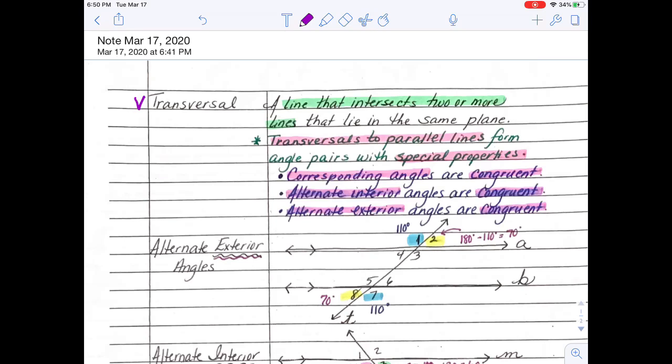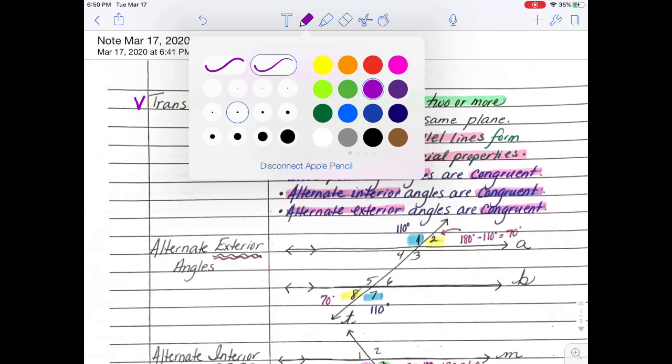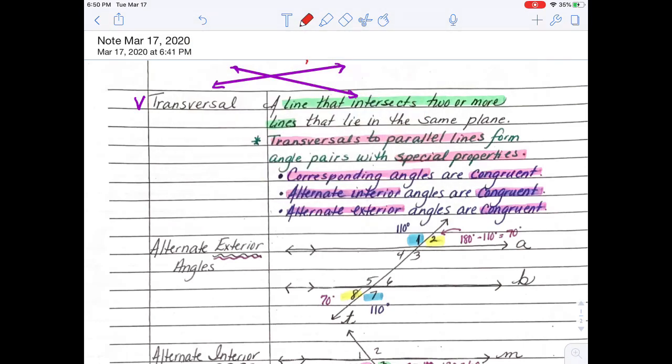A transversal is basically a line that crosses two lines, or even more, a third, a fourth, a fifth, crossing all of the lines. So if I had a line that went like this, and I had another line that went like this, and then I had a third line that came through and crossed both of them like that, this one right here would be my transversal because it cuts through two or more lines.